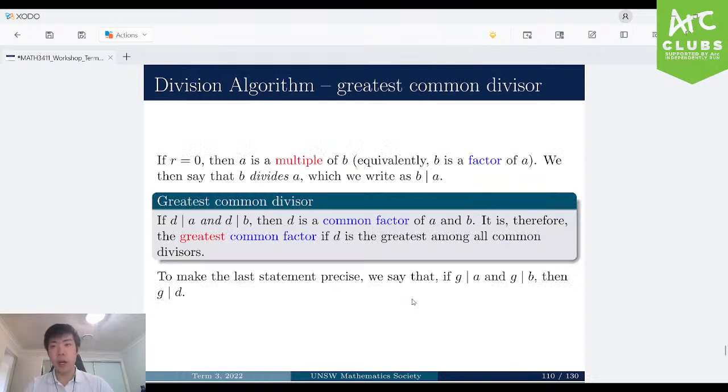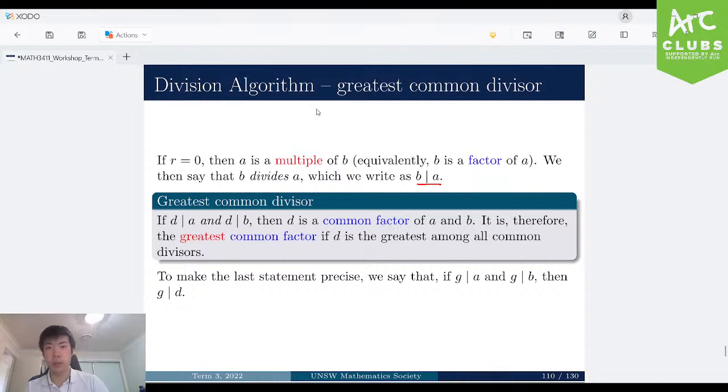When r equals 0, then a is a multiple of b, or in other words, we can say b is a factor of a, or we can denote it with the little pipe operator: b divides a. A greatest common divisor is defined as follows: if d divides a and d divides b, then d is a common factor of a and b.